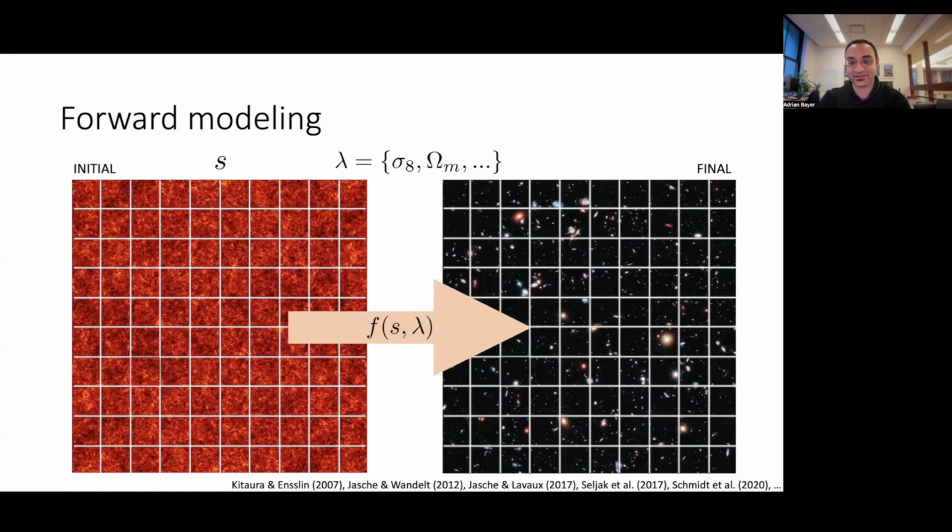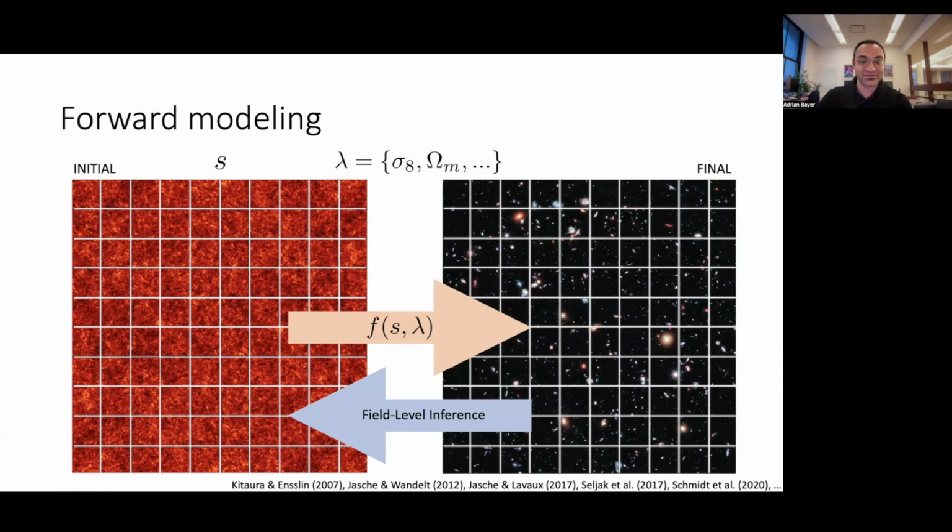And the idea of field level inference is to take this nonlinear field that you observe and to rewind the clock back to the initial conditions of the universe. And so infer the initial conditions of the universe as well as the cosmological parameters on the way. And because you're doing this inference in terms of the initial conditions of the universe and the cosmological parameters, this should in principle give you the tightest constraints on the cosmological parameters that are possible. And so I think this is a really exciting approach to doing cosmological inference moving forward.